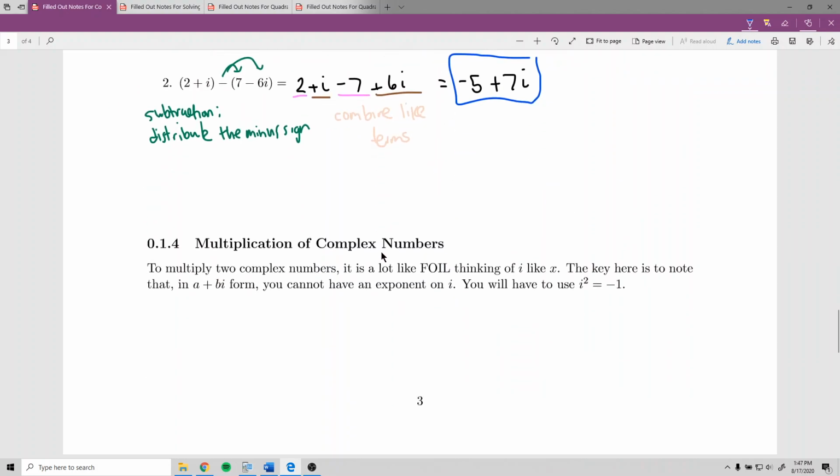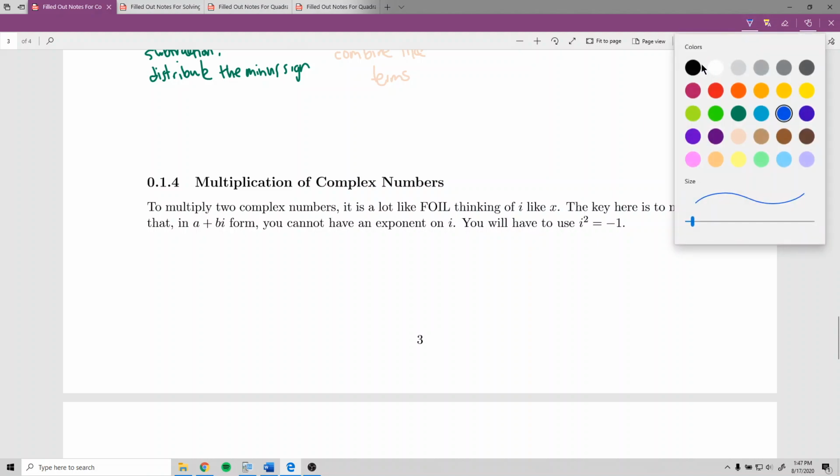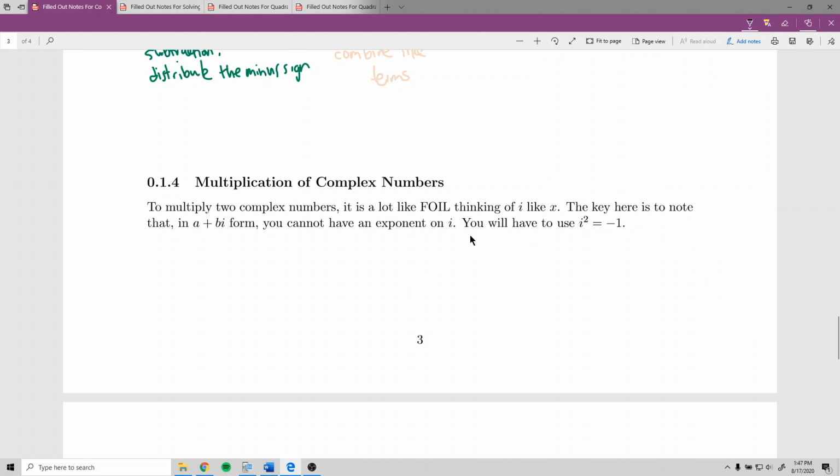All right. Now, when we do multiplication, it's really similar to just FOILing numbers. One thing that you'll definitely have to remember is you will always get an i squared in your answer, but you need to get rid of it. You will have to use i squared equals negative 1. Once again, the reason these problems look a lot like FOIL is just think of what you would do if there was x instead of i.